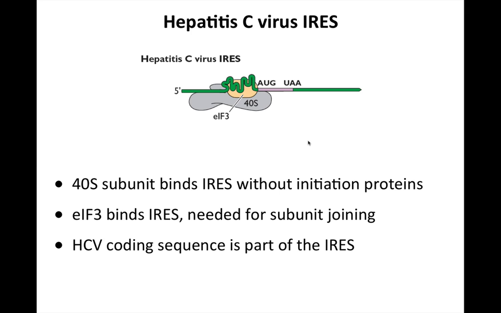The hepatitis C virus deserves special mention because it is an RNA element that can bind the 40S subunit without any other initiation proteins. And the EIF4E is another of the initiation proteins that does bind the IRES as well, and it's needed to have the 60S subunit come in. But 40S alone will bind the IRES of hepatitis C virus. So again, this really emphasizes that this IRES is very good at attracting initiation complexes.